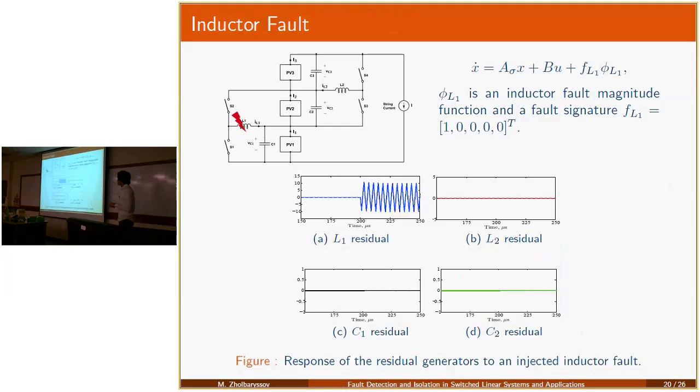Suppose a fault occurred in the inductor. In this example, I just decreased the inductance of the inductor at time 200 microseconds. And as a result, our simulations show that the residual generator which corresponds to the L1 inductor becomes non-zero. And other residuals stay at zero, which shows that no other fault occurred in the system. And we were able to isolate the fault happening in the inductor L1.